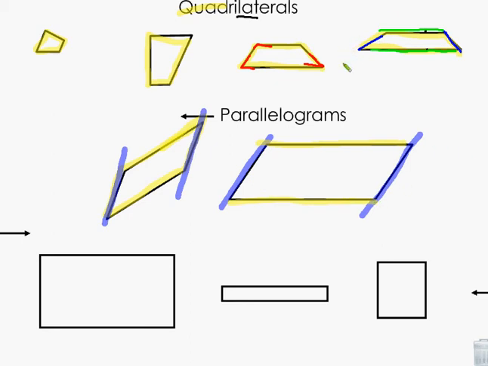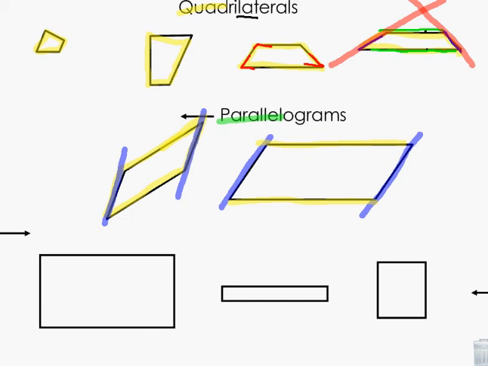Do you see here? If we had these sides, they would cross one another. Those are not parallel because they would cross one another at some point. Parallelograms have opposite sides that are parallel. They will never touch.